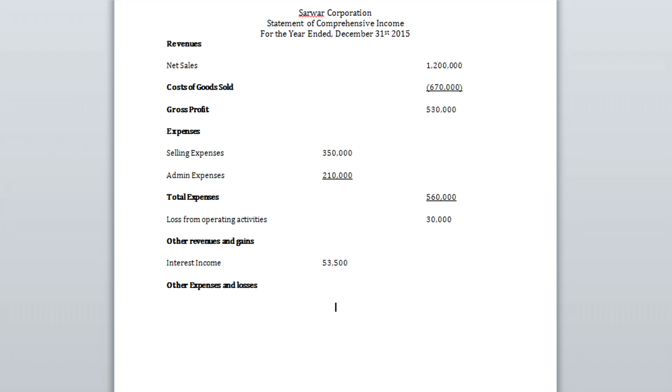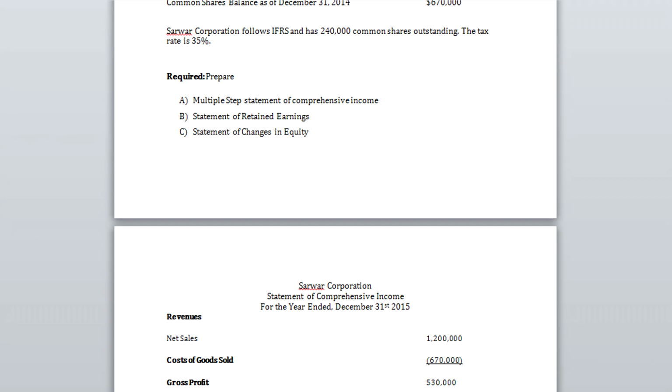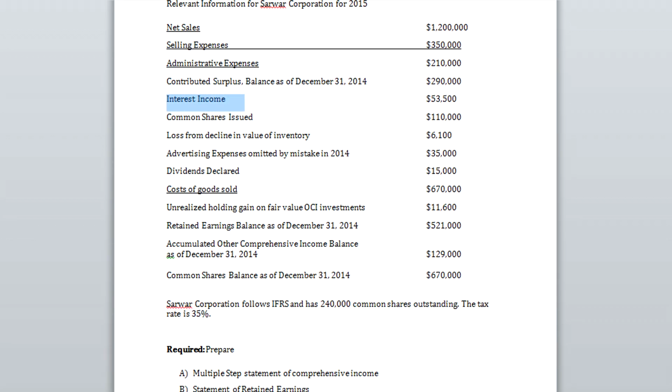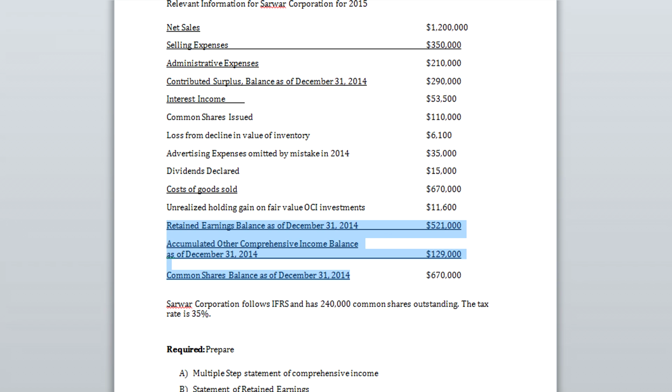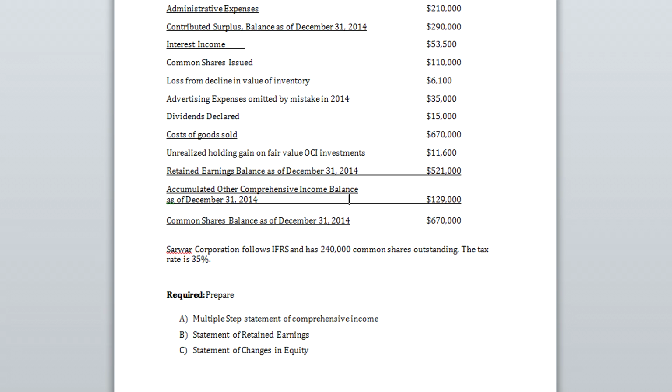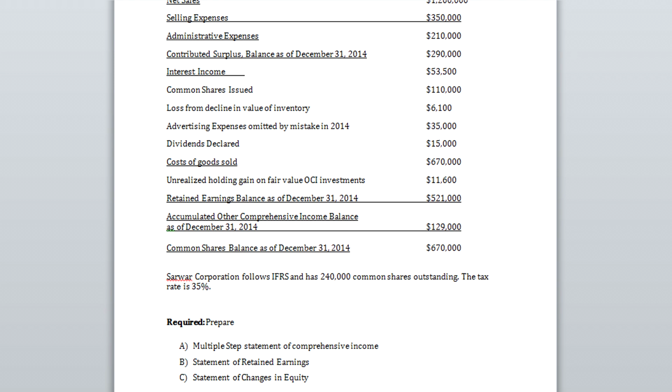Okay? So let's look at what we have for non-operating expenses. Right, we've already used interest income. So we got a bunch of stuff left here, but honestly, all of these things, the contributed surplus balance as of, retained earnings balance as of, are never going to go on the income statement. So we can go ahead and just cross those off because they are all shareholders' equity accounts that will be used for the later statements. All we have left here is our common shares issued, which again is a shareholders' equity thing, so we don't need to worry about it.